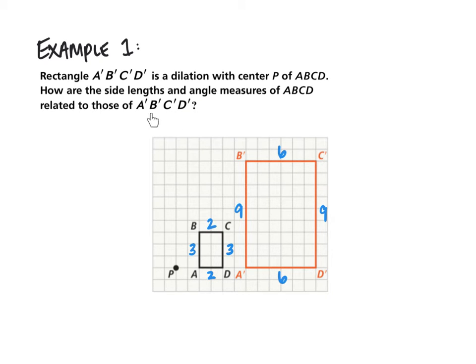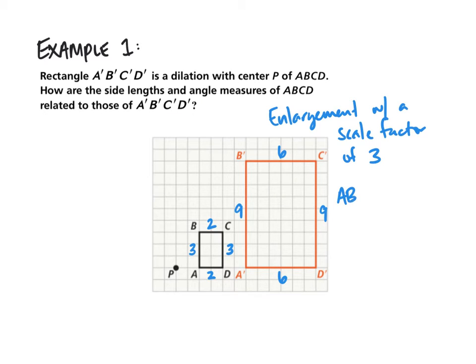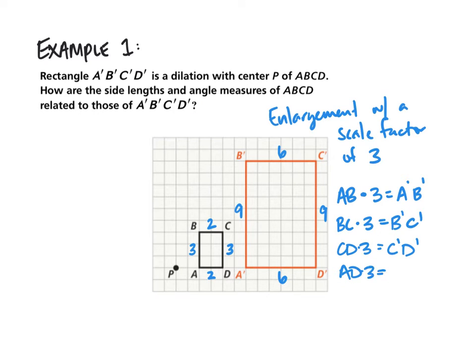So the side lengths of A prime, B prime, C prime, D prime are all 3 times the length of the side lengths of the original rectangle ABCD. And what that tells us is this enlargement actually has a scale factor of 3, right? This is an enlargement with a scale factor of 3. And how do I know that? I know that because if I take AB and multiply it times 3, that gives me the length of A prime, B prime. And if I take BC and multiply it by 3, that gives me B prime, C prime. And CD times 3 gives me C prime, D prime. And AD times 3 gives me A prime, D prime. So it's an enlargement with a scale factor of 3.